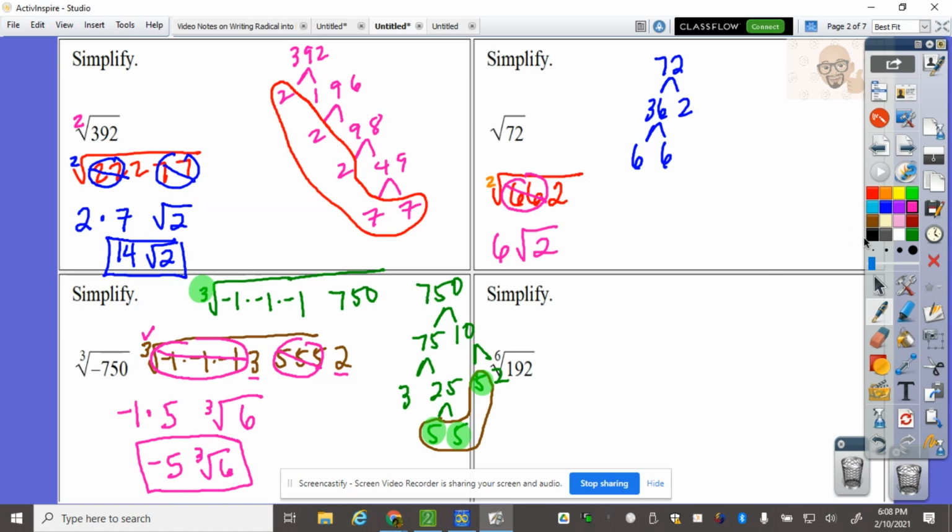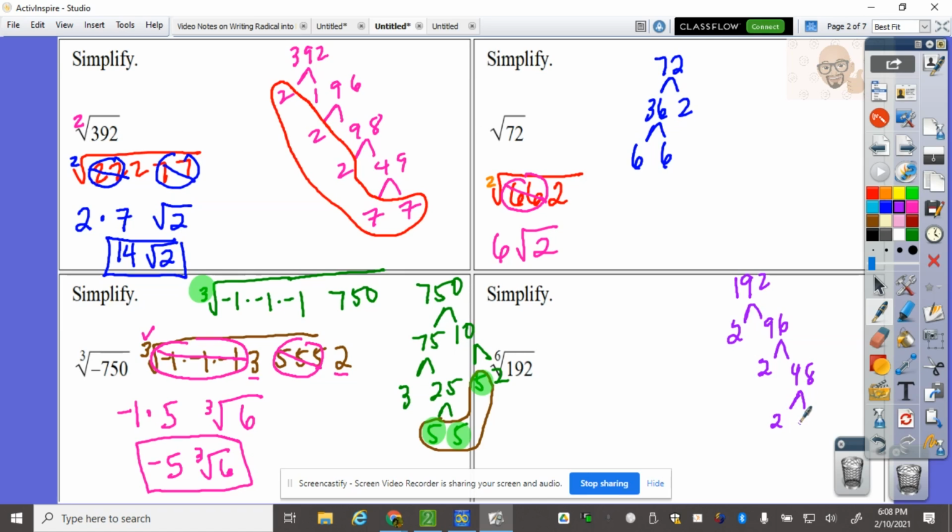Okay, next, 192. 192 can be broken down: 192 divided by 2 is 2 and 96. 96 can be broken down into 2 and 48.